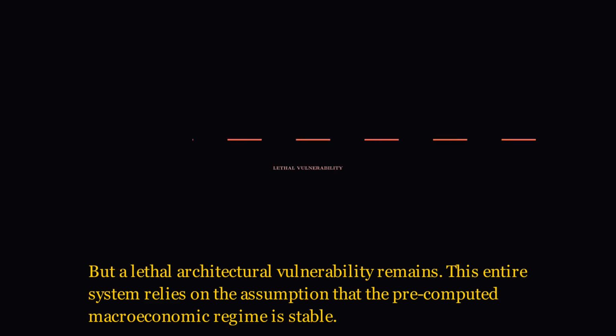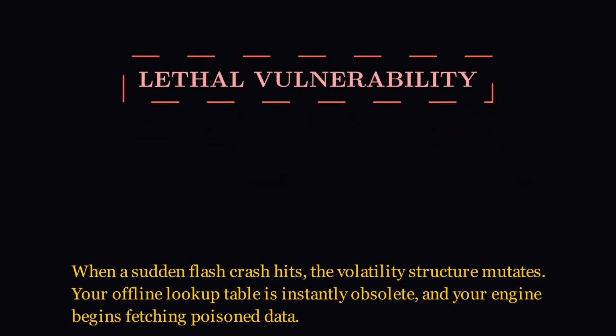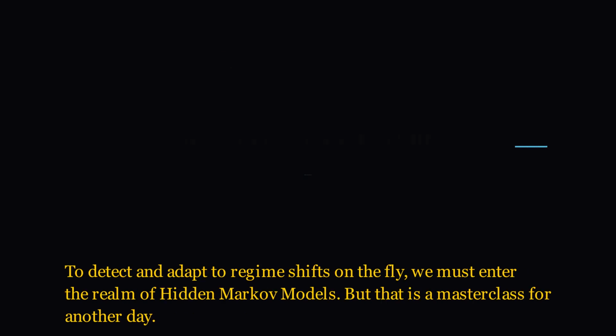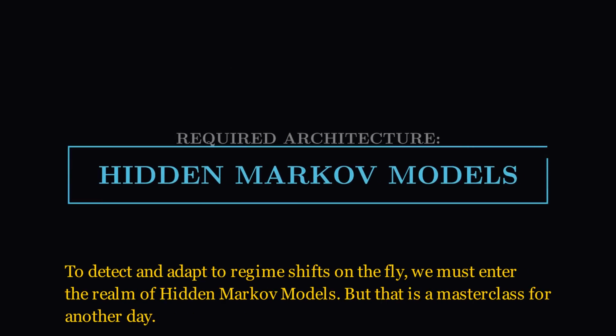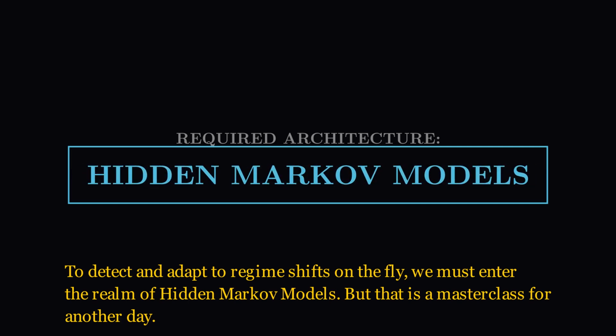But a lethal architectural vulnerability remains. This entire system relies on the assumption that the pre-computed macroeconomic regime is stable. When a sudden flash crash hits, the volatility structure mutates. Your offline lookup table is instantly obsolete, and your engine begins fetching poison data. To detect and adapt to regime shifts on the fly, we must enter the realm of hidden Markov models. But that is a masterclass for another day.